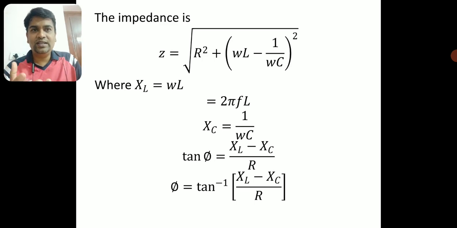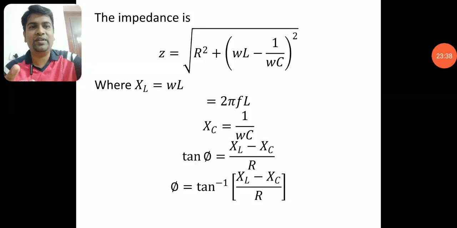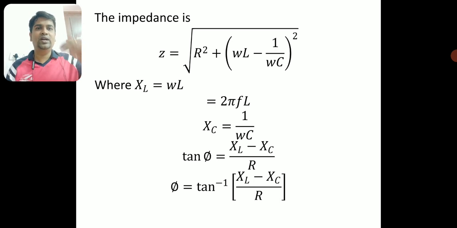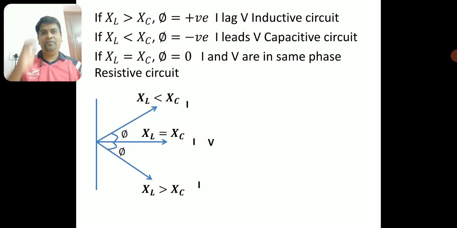Now what is actually this XL? It is the inductive reactance. XL is the inductive reactance, whereas XC is the capacitive reactance. XL is the opposition offered to the flow of current by the inductor. XC is the opposition offered to the flow of current by the capacitor. So phi is equal to tan inverse of XL minus XC divided by R. Now finally I need to tell you these three different cases.